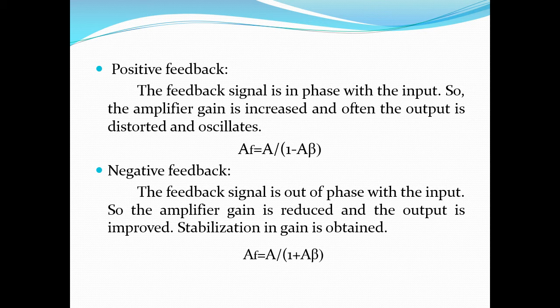So, in both the cases, for example, in positive feedback, if the value of A beta is equal to 1, then AF is equal to A by 0. In negative feedback, if A beta is equal to minus 1, then AF is equal to A by 0, which means that gain is nothing but the ratio of output to input. So, in both the cases, if modulus of A beta is equal to 1, then AF is equal to A by 0, which means that we are getting the output without applying any external input signal. So, the circuit becomes an oscillator.